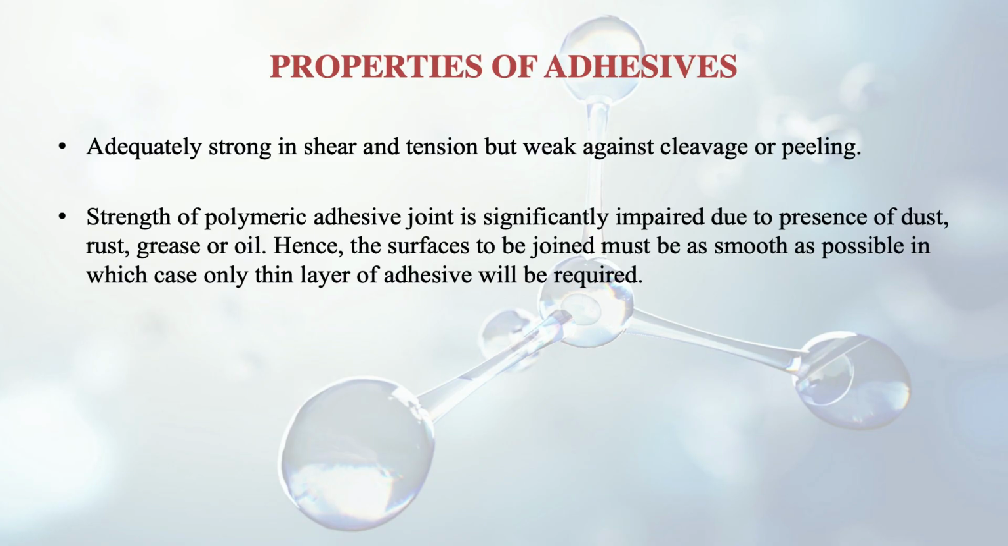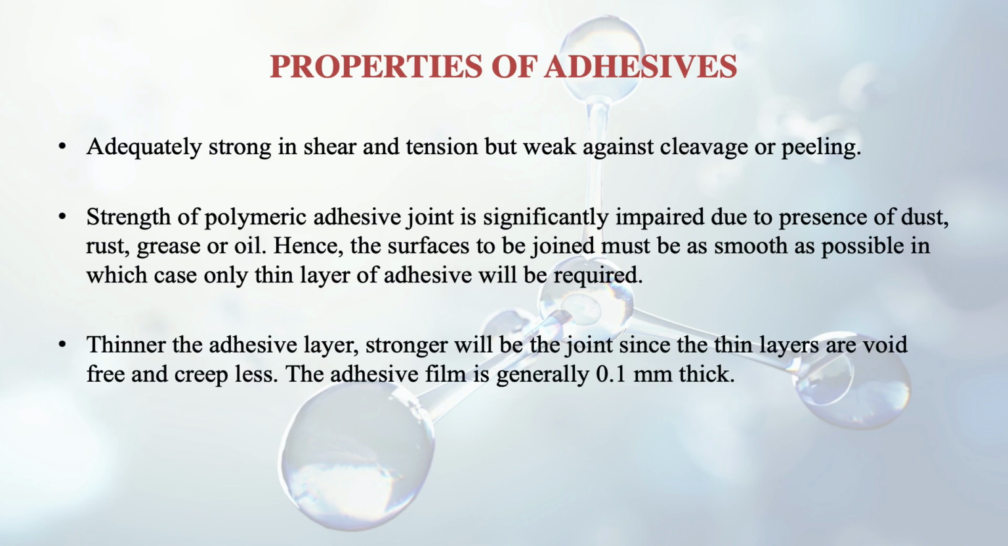Then the strength of the polymeric adhesive joint is significantly impaired. Why? Because of the presence of dust, rust, grease or oil. Hence the surfaces to be joined must be as smooth as possible, in which case only a thin layer of adhesive will be required. So cleaning is very important in case of adhesives. The thinner the adhesive layer, the stronger the joint, since thin layers are void free and creepless. So defects are less in thin layers, the voids are less. And the adhesive film is generally only 0.1 millimeter thick.